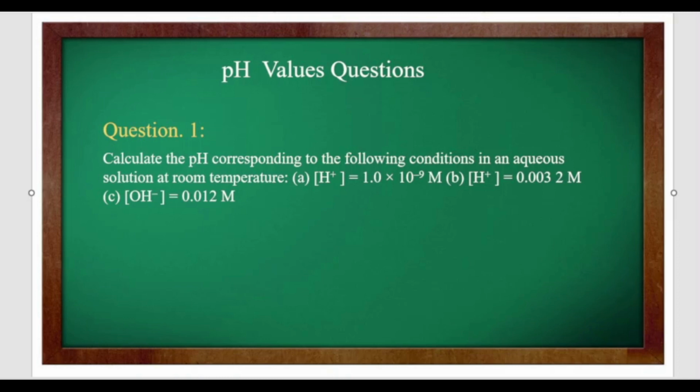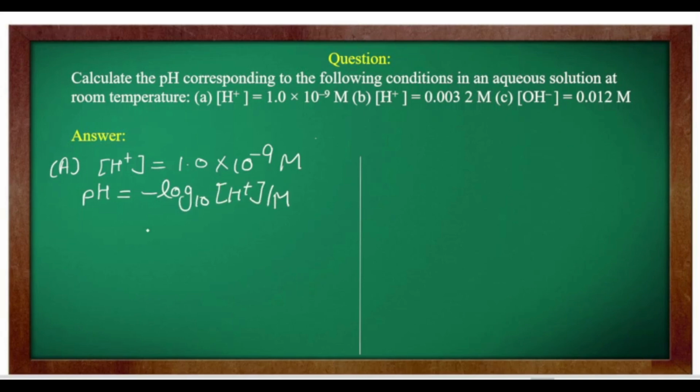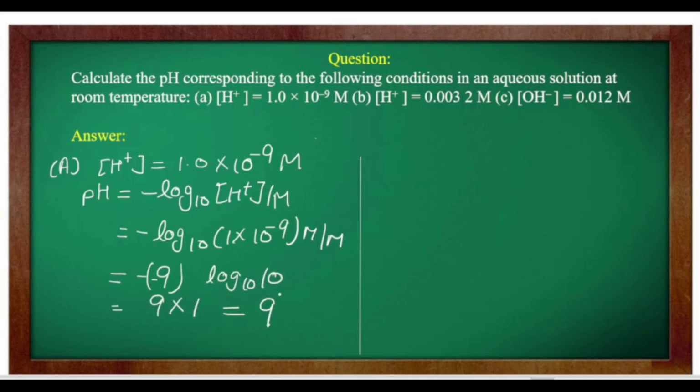In the above question we have to find out pH at room temperature, when different hydrogen ion concentrations are given. In the first part, the hydrogen ion concentration is 1 multiplied by 10 raised to power minus 9. Using the pH formula, minus log of hydrogen ion concentration, we can find out pH. After calculating, the pH value comes out to be 9.